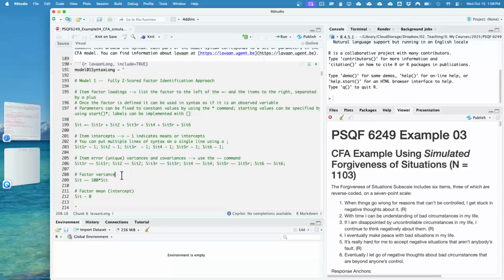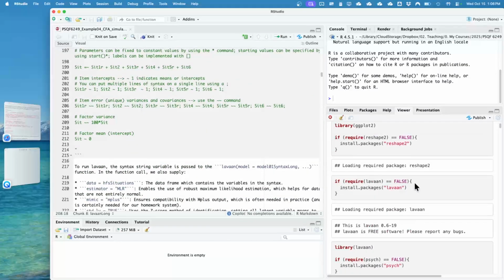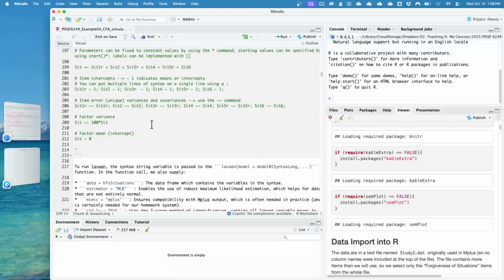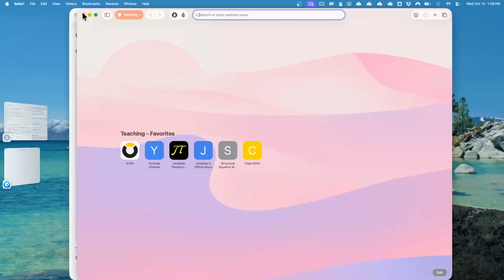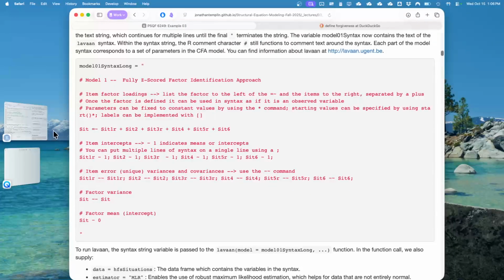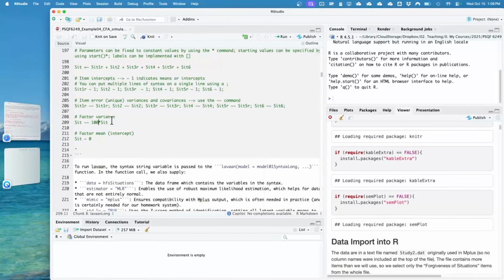I set the factor variance just for fun to be 100. Why did I do that? Oh, just to show that I could. Let me make sure this wasn't a didactic thing. Nope. That's only in my silly syntax. I'm sorry about that. Let's get that out of the way.